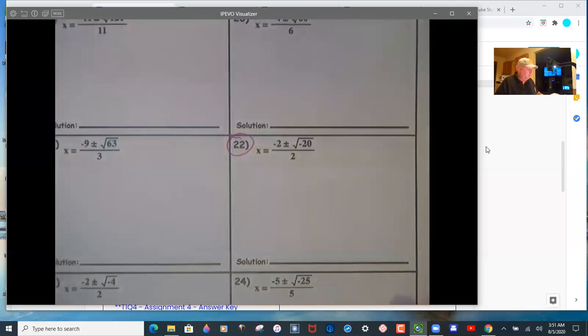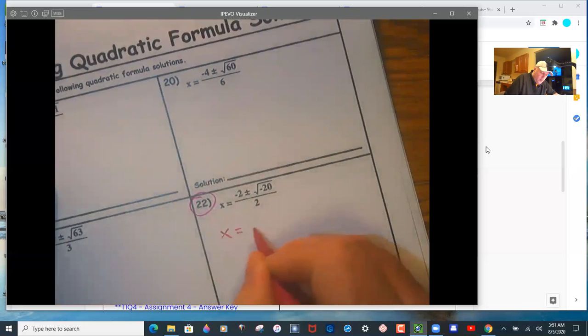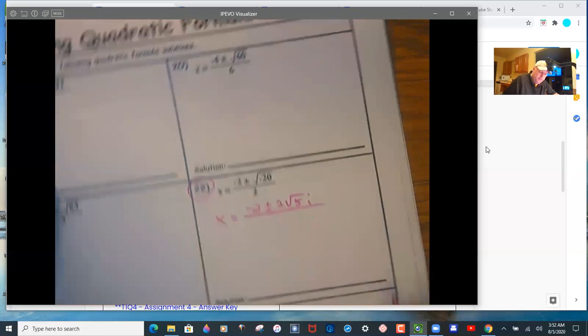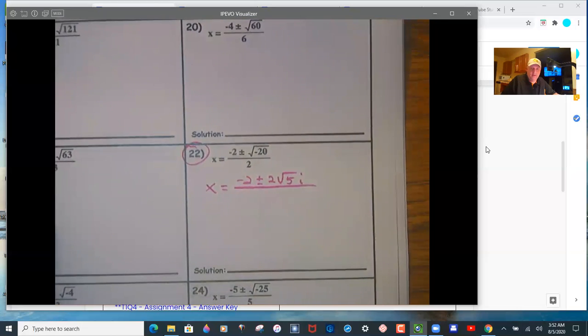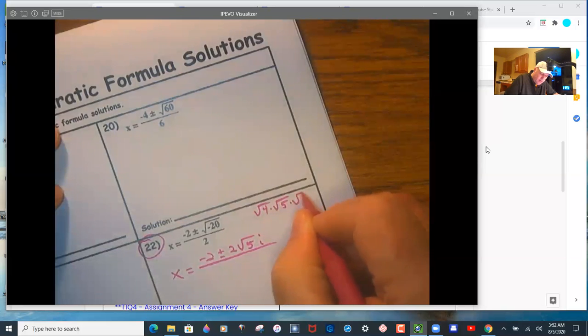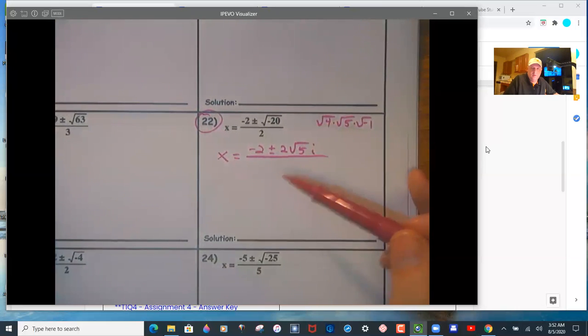And then we get to ones, and we haven't actually done this, but it's easy enough to explain, where you have the square root of a negative number. And that can happen. And then what we're going to do is tack on an i. So we actually did the square root of 20 before. That's 2 times the square root of 5. So the breakdown is like this. Square root of 4 times square root of 5 times square root of negative 1. And then the square root of 4 is 2. Take along the square root of 5. And then i is the square root of negative 1.